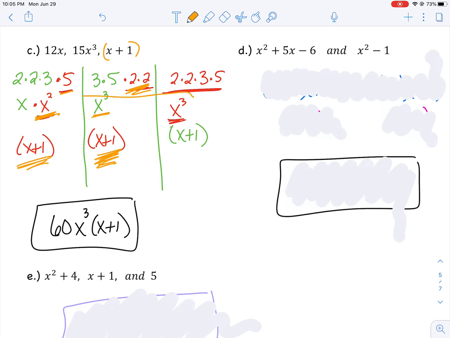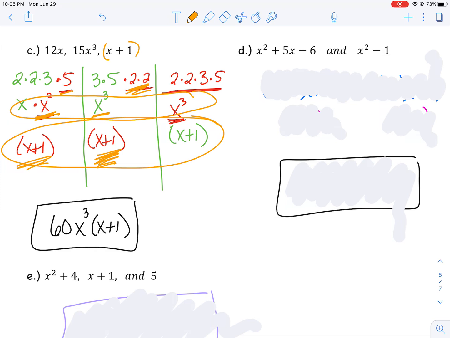It has my 3 x's, and it has my factor of an x plus 1. 60, x cubed, and an x plus 1 would be my least common multiple. Kind of tricky. Be careful with that x plus 1. I know that's kind of a hard concept to think about.